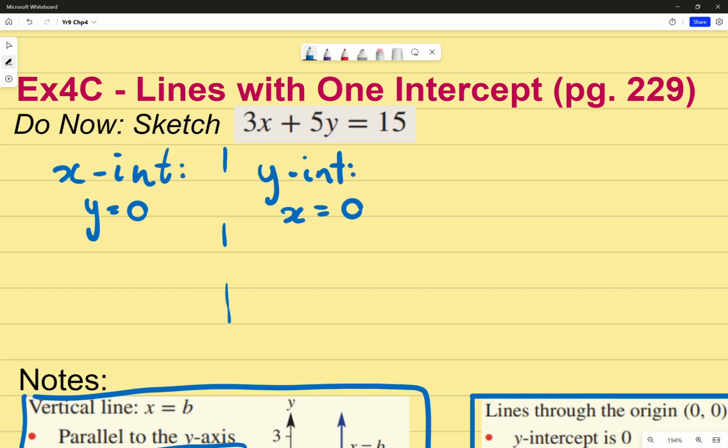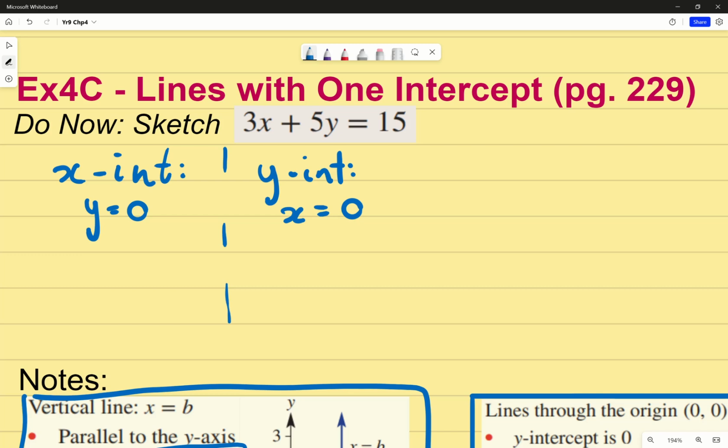Introduction to Exercise 4C on Lines with One Intercept, page 229 of your textbook. For our do now question, we're sketching a linear equation based on the same concept we did in Exercise 4B. It's a lot easier to do this question if you just find your x and y intercept. You can see it's probably got two intercepts. Basically, if I draw my axes, it should hit the line twice.